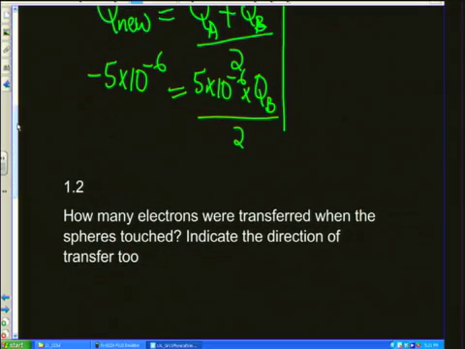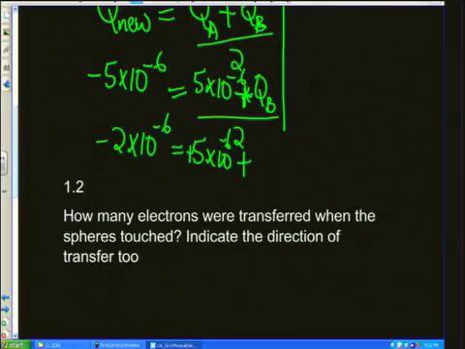If I work this out, this is going to be minus 2 by 10 to the power minus 6 equals positive 5 by 10 to the power minus 6 plus QB. Therefore, my QB would be equal to, so 2 times minus 5 is minus 10 by 10 to the power minus 6. Now, if I'm looking for QB, I need to take this one to the other side.